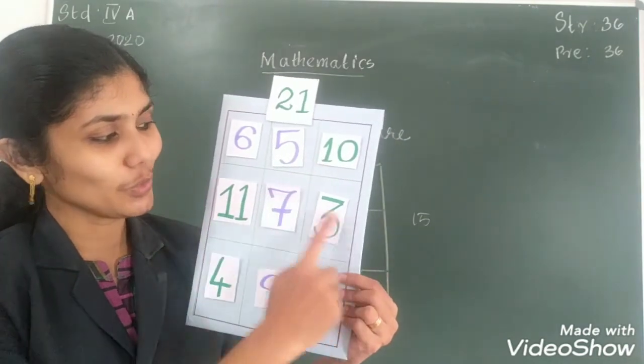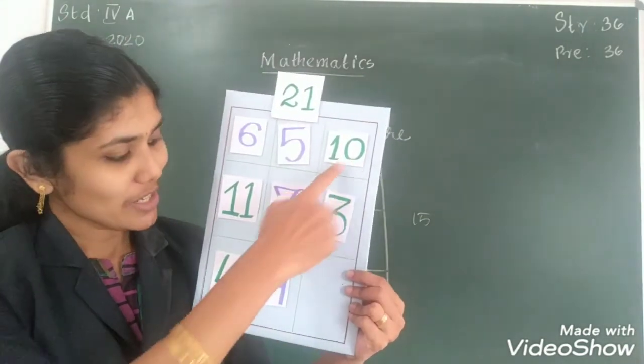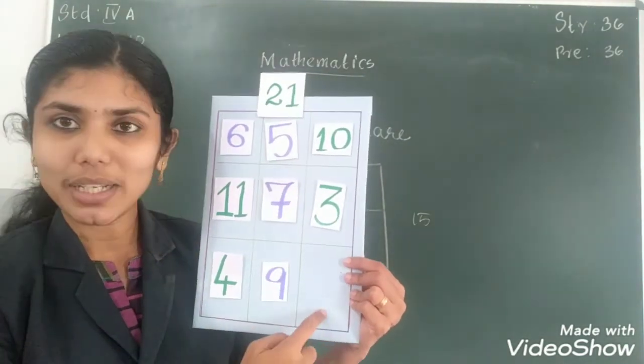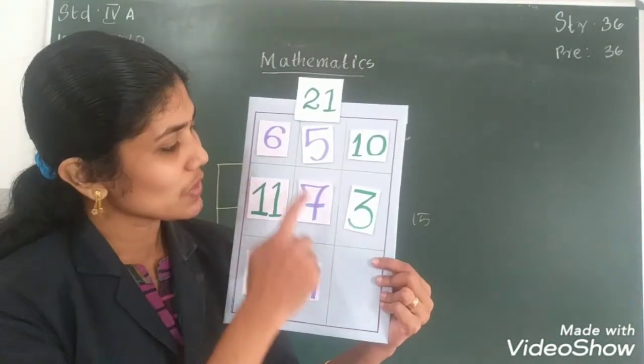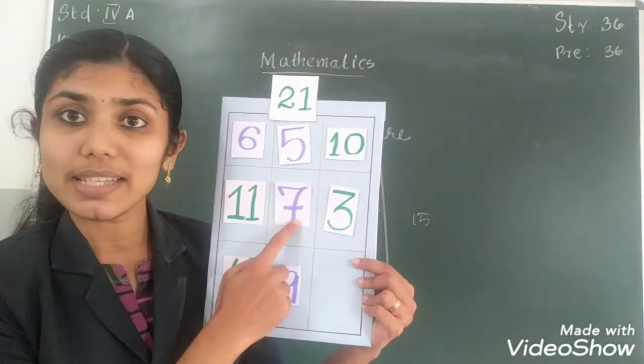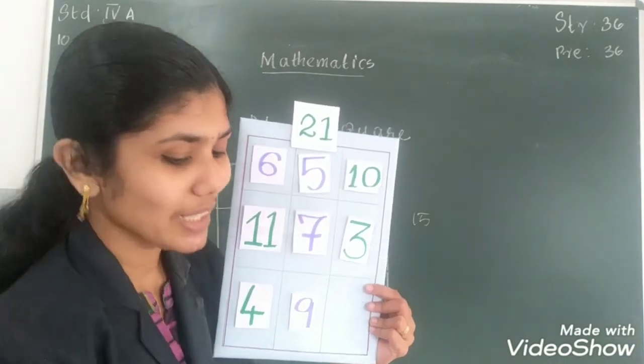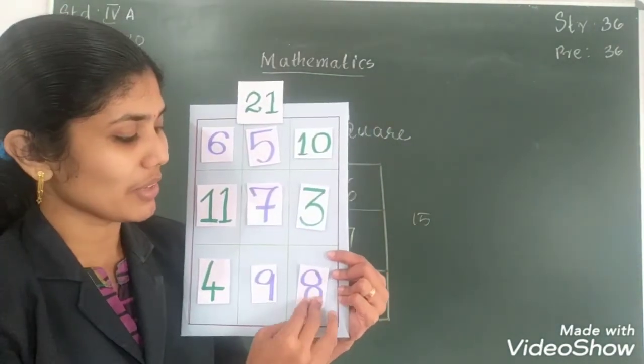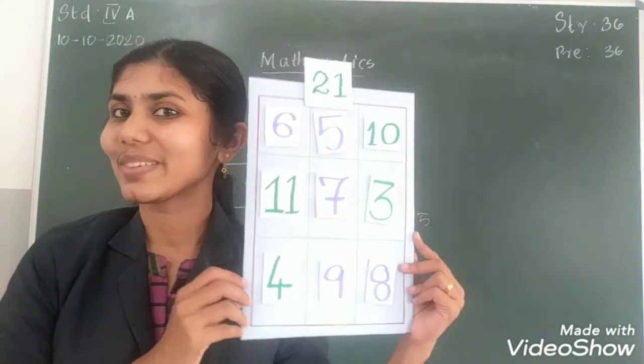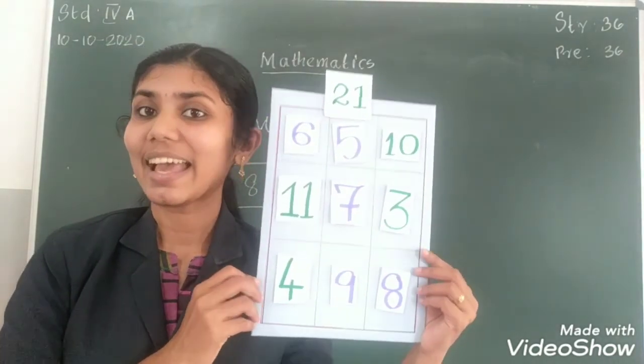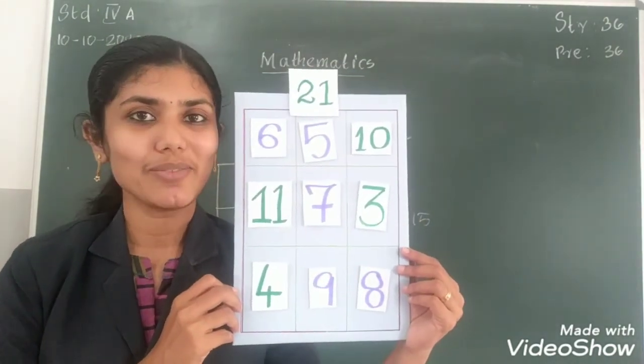So we finished 2 rows, 2 columns and 1 diagonal. Now we need to complete this pattern. Okay. So here we have 6 and 7. The sum of 6 and 7 is 13. And we know that 13 plus 8 is 21. So my magic square is complete. And the magic sum is 21.